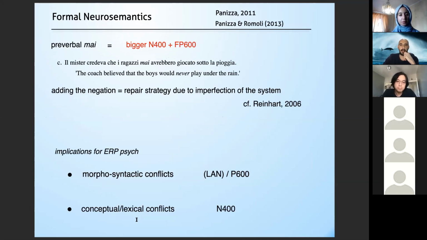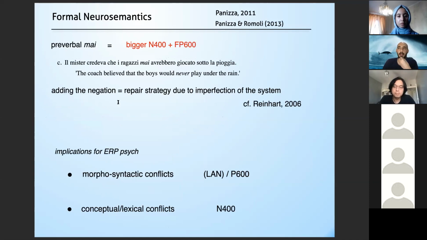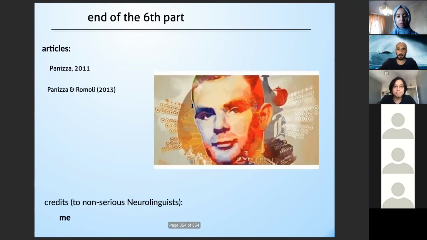All right, and then we have this nice idea that when you have a negative interpretation of "mai", or in general of n-words in Italian in preverbal position, it is because there is a sort of imperfection in the system, and through a repair strategy, your parser allows you to insert a covert negation. Okay, right. So yeah, I will stop here.